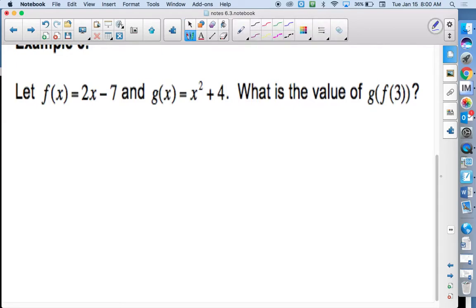We're going to start inside first, because order of operations says you're supposed to work in the parentheses, that's what P stands for from PEMDAS, and work your way outside of the parentheses. So we're going to start with this f of 3, and I'm going to separate it and look at it as its own piece. I'm going to take out f of 3 and rewrite it.